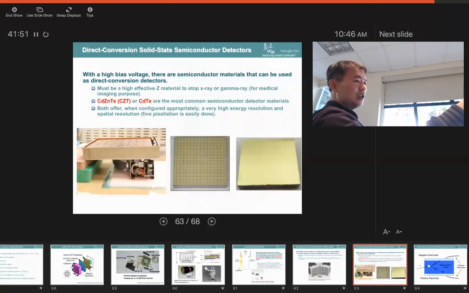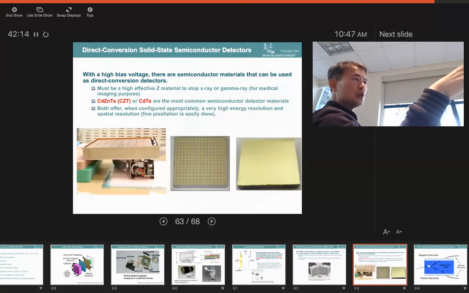Those materials, what we are actually developing, typically commercially used are CZT, cadmium zinc telluride. This is a composite material. This is the solid state semiconductor detector, or cadmium telluride without zinc there. These materials actually do have the properties I was talking about.